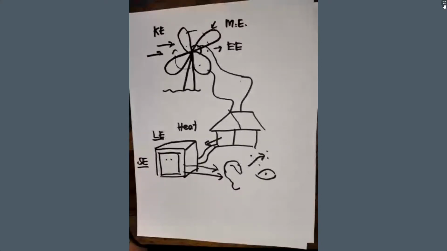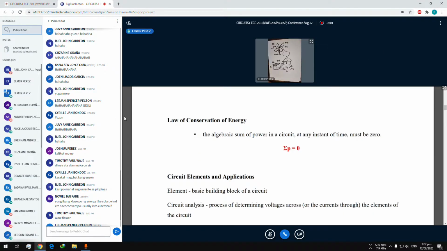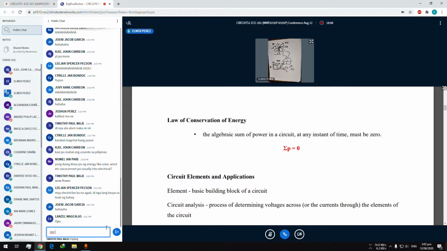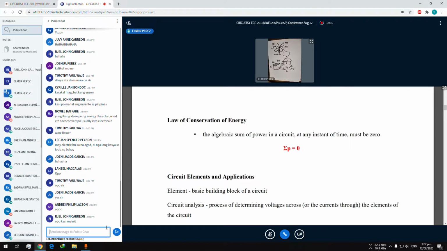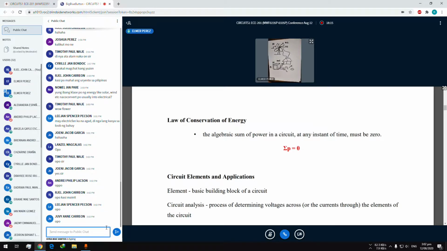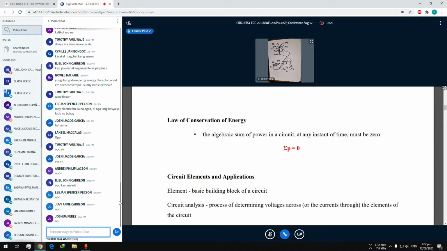Kaya ang sabi pa nila, meron daw hindi naniwala sa global warming. Kung naniwala ba kayo sa global warming? Kasi kung iisipin mo ang law of conservation of energy, this is a universal law. Ang main source of energy ng Earth is the sun.